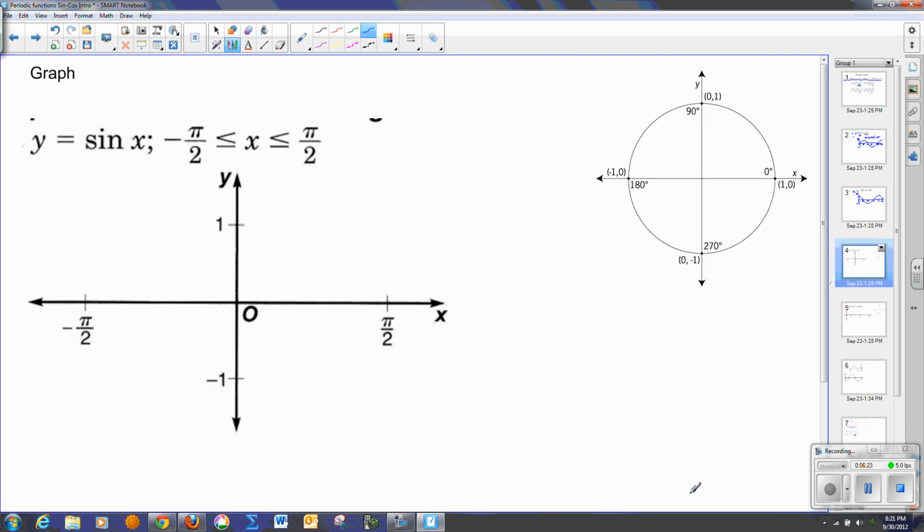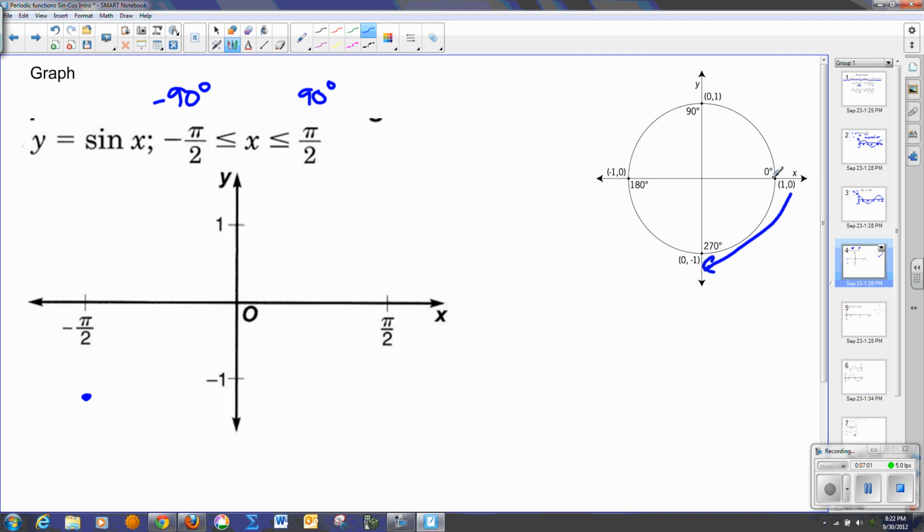Let's take a look at a special case of graphing. I want to graph y equals sine of x from negative pi over 2, and if it helps you for now, that's negative 90 degrees, to pi over 2, 90 degrees. So I'm going to start at negative 90 degrees, and negative 90 degrees is back 90 here. So I want to graph my sine value, which represents the y value of this graph. Well, the y value of that graph is negative 1. I'll put a dot here.